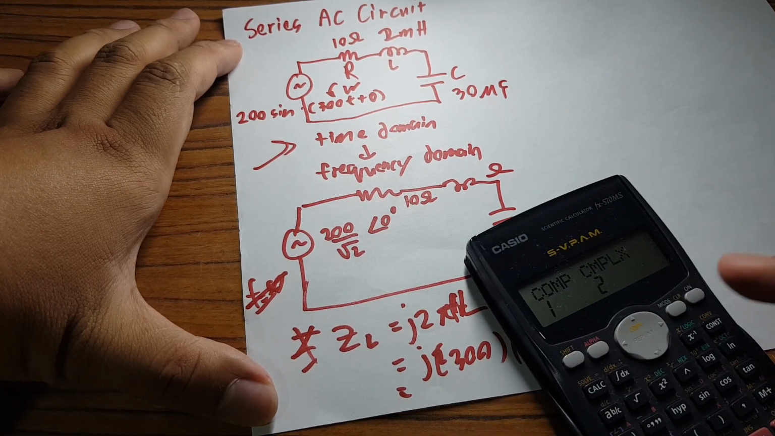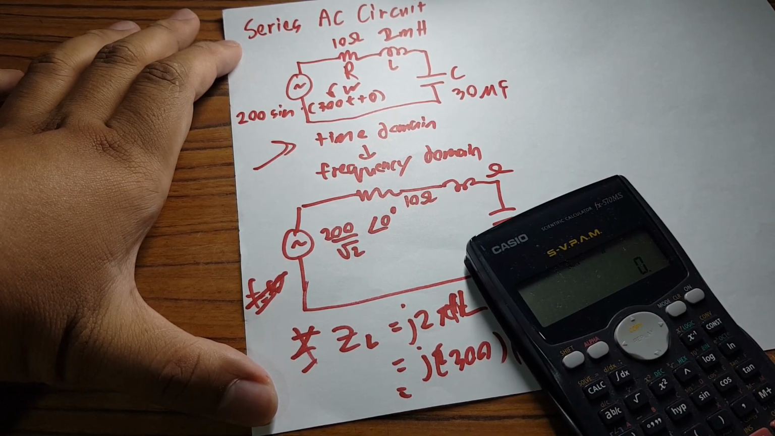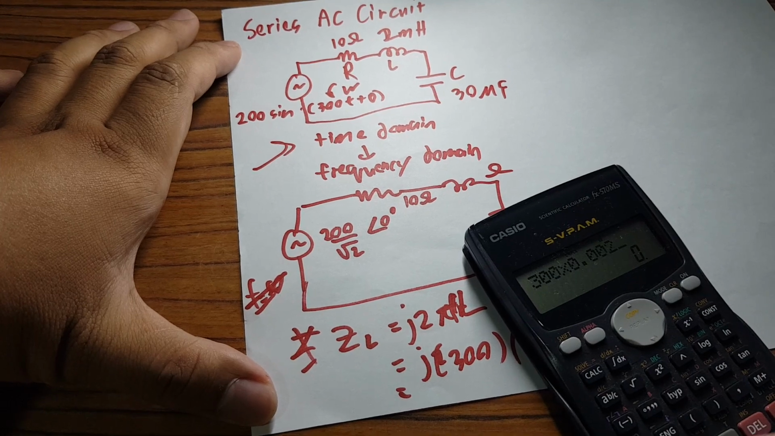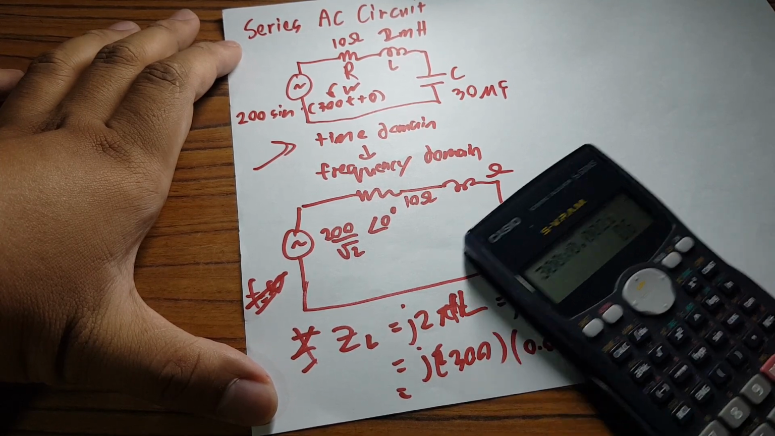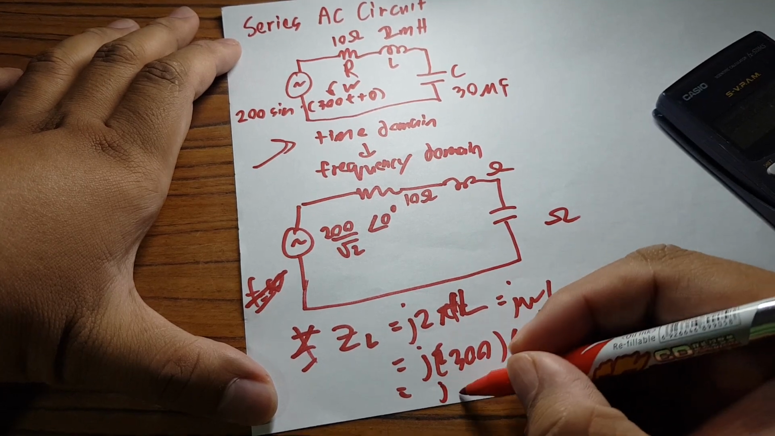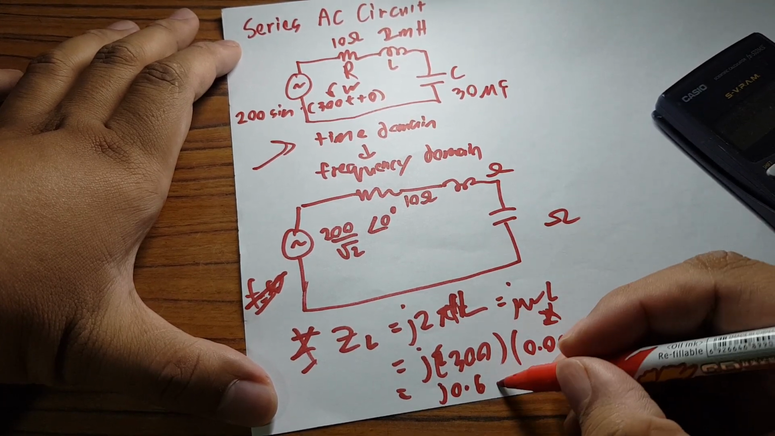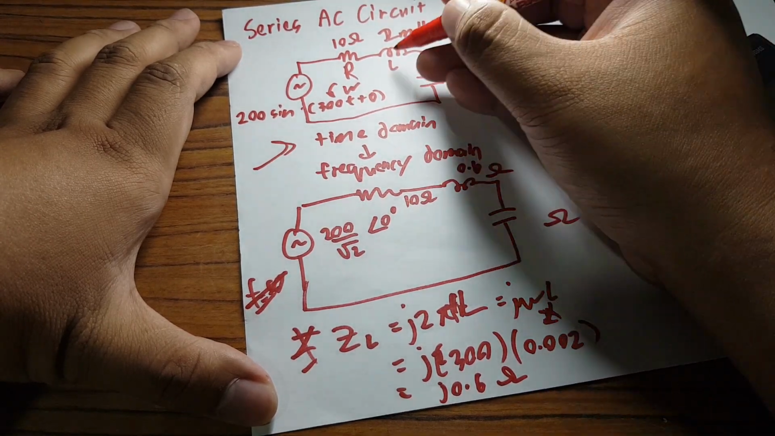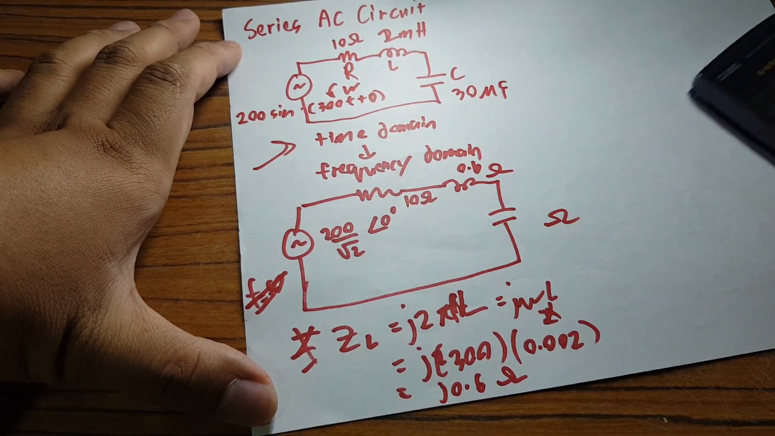So if you use your calculator, go to complex. So j 300 multiplied by 0.002, you get 0.6 j. This one is in ohm, so 0.6. Now you have changed from the time domain to the frequency domain.